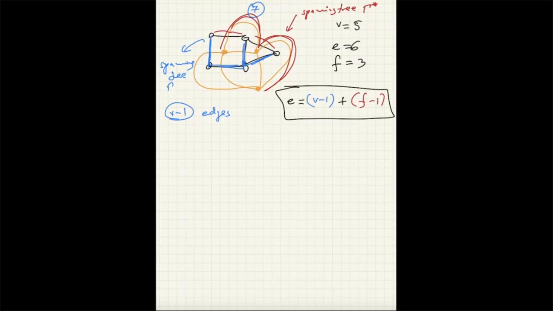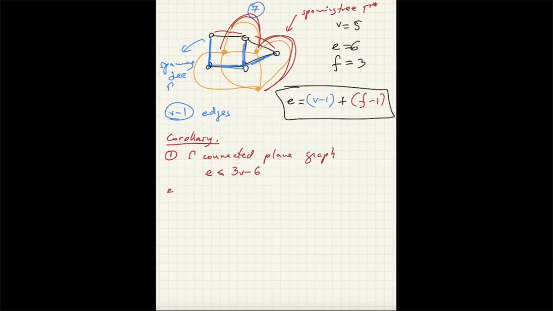Now, Euler's theorem has several consequences. One corollary is that the number of edges in a planar graph cannot be too large, and one can prove the following. If gamma is a connected plane graph, and by the way, if the graph is not connected, then Euler's formula doesn't work, so you need it connected, then the number of edges is at most 3V minus 6.